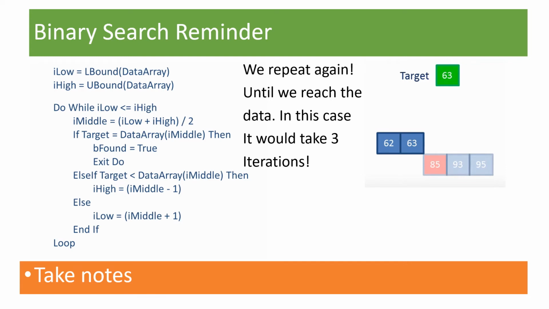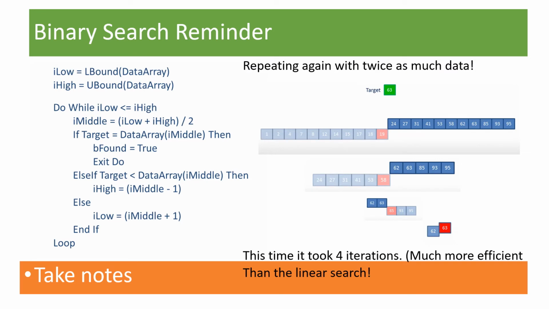So this time we find the middle value of 85 and we realise it's less than 85 and discard the top values. We're left with 62 and 63. So actually it would only take 3 iterations to find this value when we've got 10 data items. If we double the amount of data, then it's actually only going to take us 4 iterations. If you look at the diagram on the right hand side, you can see we found it in 4 searches.